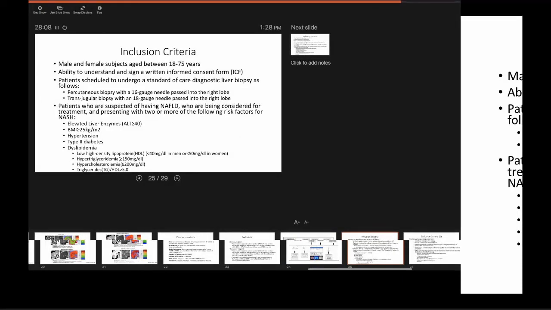We talked a long time at the investigator meeting about how the biopsy needs to be done. That we really want it to be a 16 gauge needle.